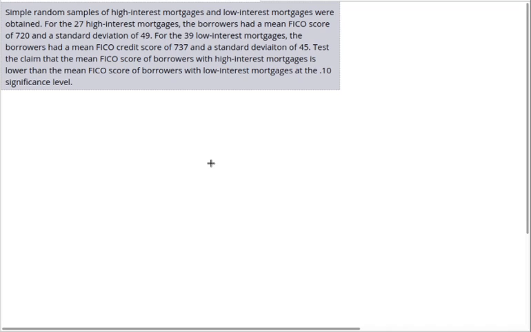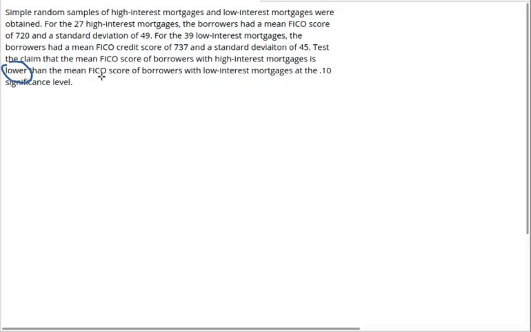All right, so we're supposed to test the claim that the mean FICO score of folks with high interest mortgages is lower, so that's key, is lower than the mean FICO score of borrowers with low interest mortgages. And we want to use a 0.1 significance level. So the way we always start these out is identify the claim and the opposite.